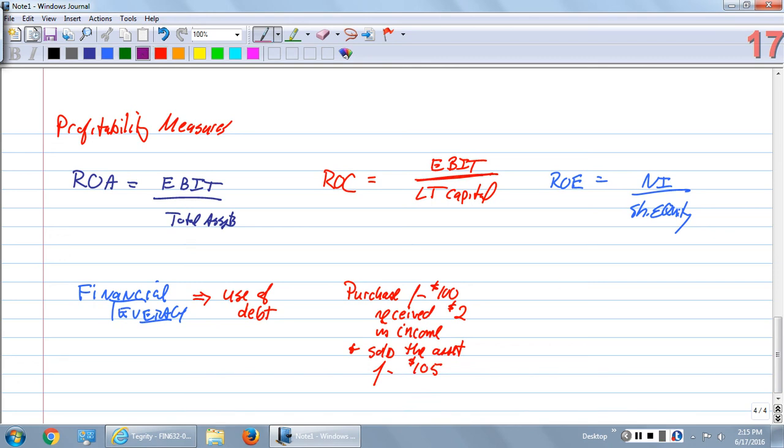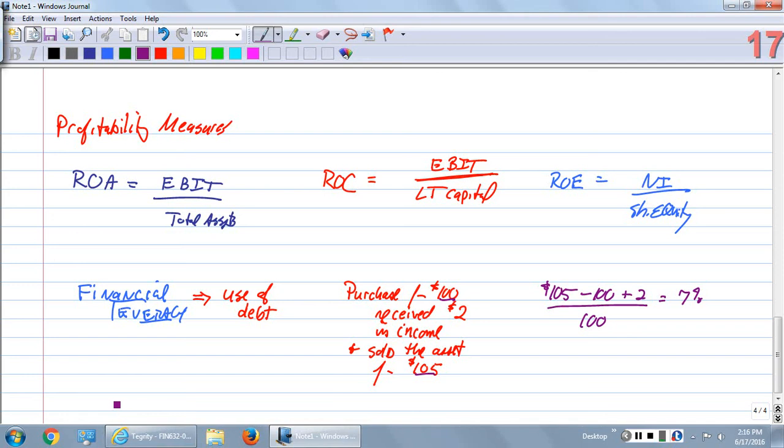Well, you bought something for 100 that grew to 105, right? So you sold it for 105, you bought it for 100. You've got a $5 gain there, plus you had a $2 in income. So that gives you $7 divided by $100. It looks like to me you had a 7% return.